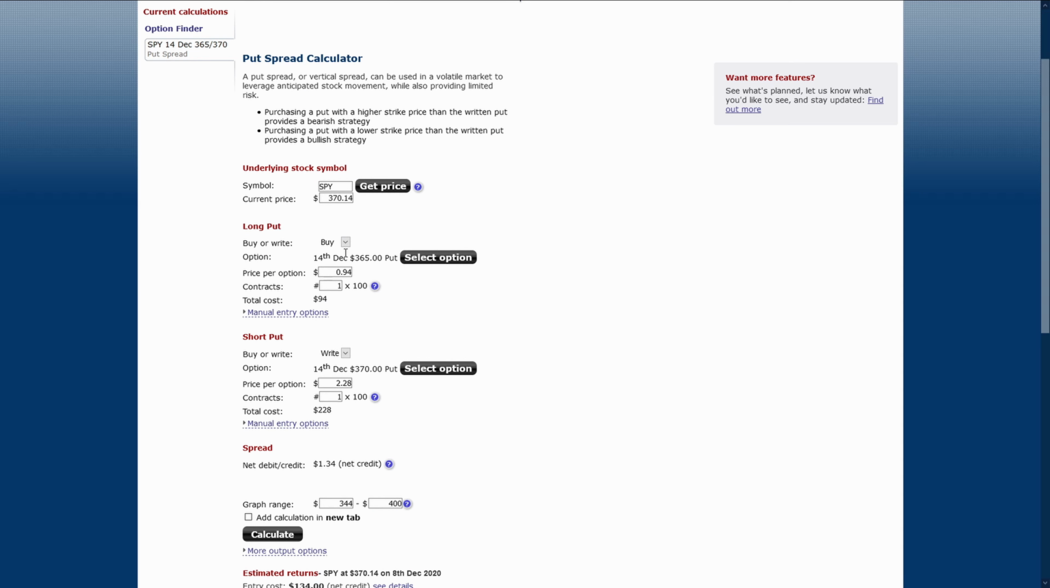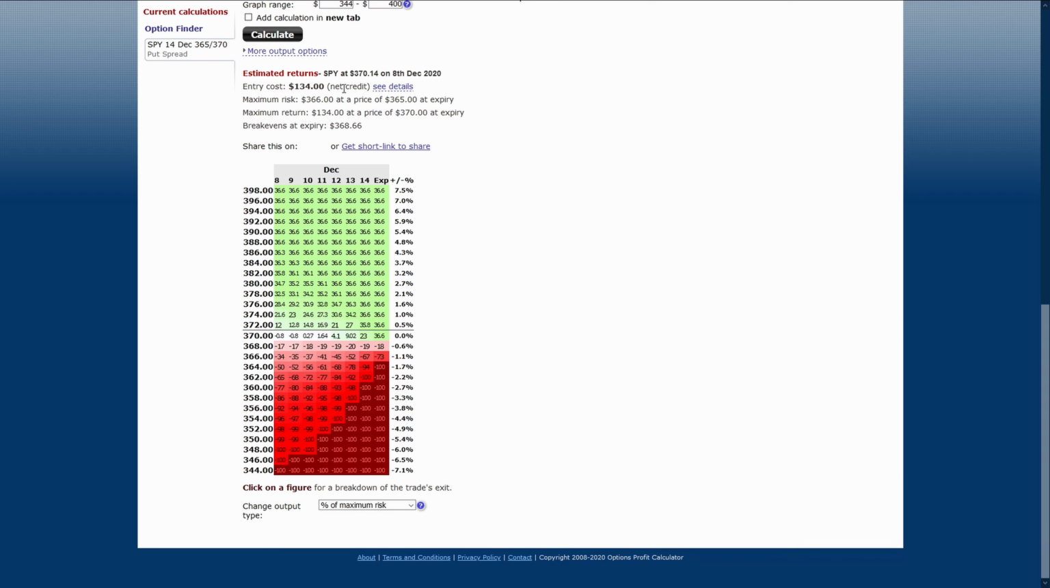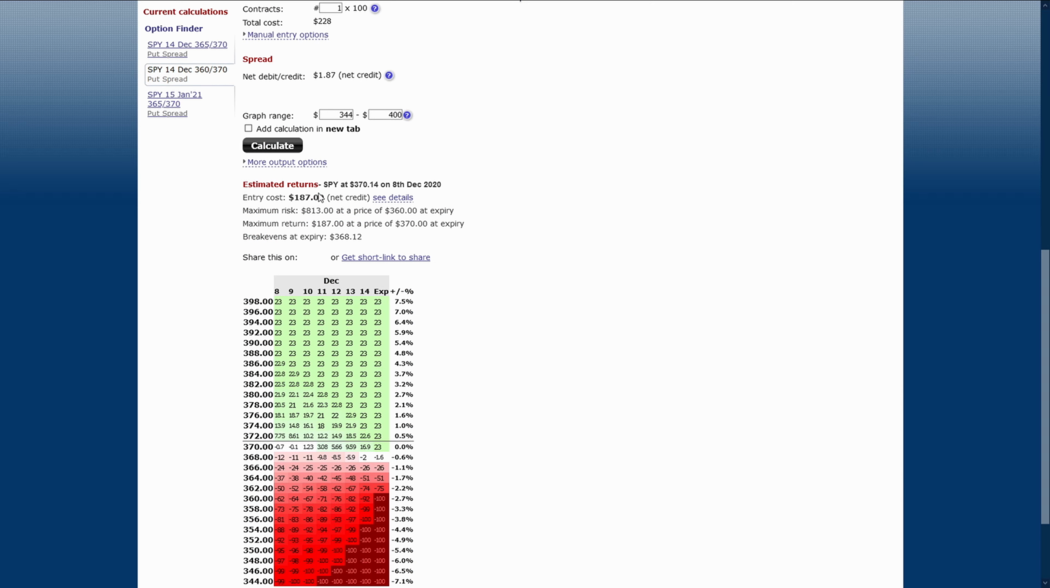Next, let's cover this $500 spread. Let's say you want to put $1,000 into SPY. Well, your buy leg you could reduce to 360. And if we do that, 360, 370, we see that we do make more money. Remember, previously we were only making $134 for a weekly, but now we're making $187 for a weekly.